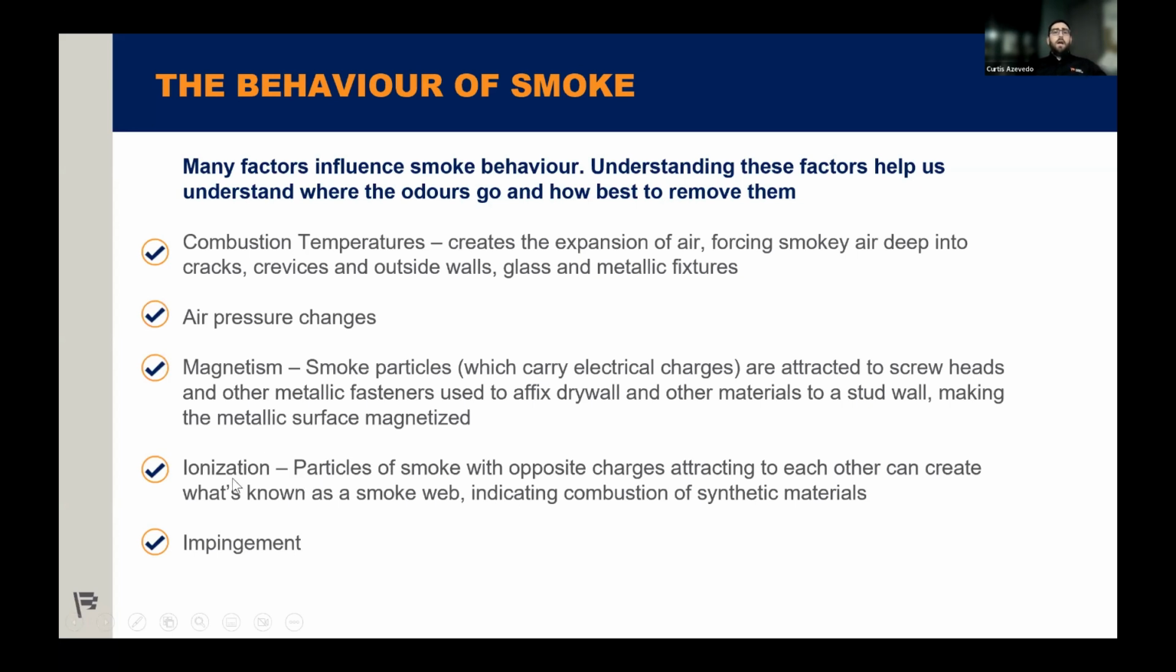Ionization: particles of smoke with opposite charges can attract each other and create what's known as a smoke web, indicating combustion of synthetic materials and impingement. So I think we're going to come back to this in a moment, but a key point on ionization: this is actually a property of smoke and soot that we use to our advantage in order to restore properties. So it's a really key part and principle of a fire loss.